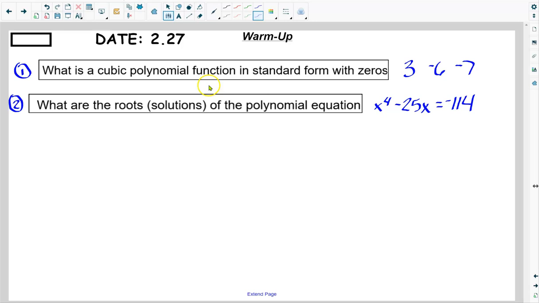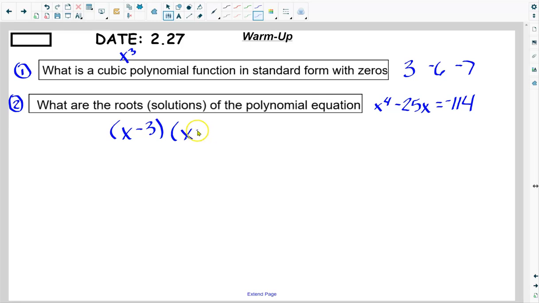This first one, what is a cubic polynomial? Okay, this should not be hard for you guys. Cubic, third power. So the degree will be 3, the highest one, in standard form with these zeros. So these are zeros. So we're going to go backwards, just like we talked about in class already, okay? But I want to actually have you guys see it so there's less excuses why you don't succeed, okay? So I can put these in factored form, okay?